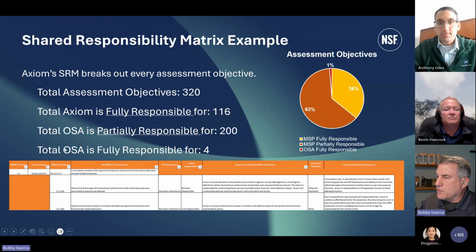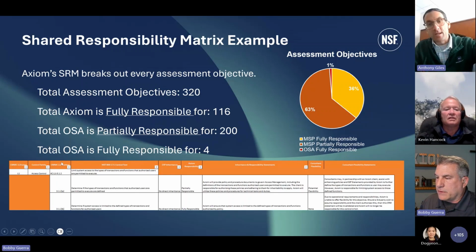Are you able to see my mouse moving on the slides here? The little arrow that I have? I can, yeah. I can, okay, good.